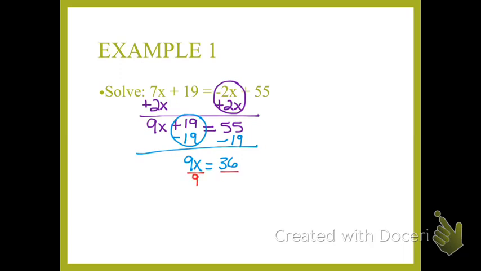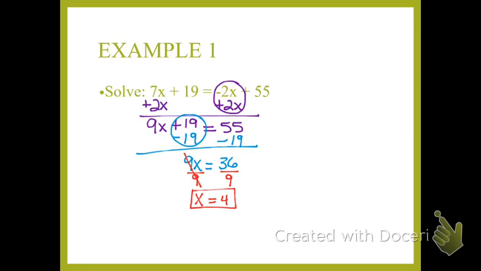The inverse of multiplying by 9 is dividing by 9. 9 divided by 9 is 1. 1 times x is just x, so it's sort of like those x's are canceling out. On the right-hand side, 36 divided by 9 is 4. So my answer is x equals 4.